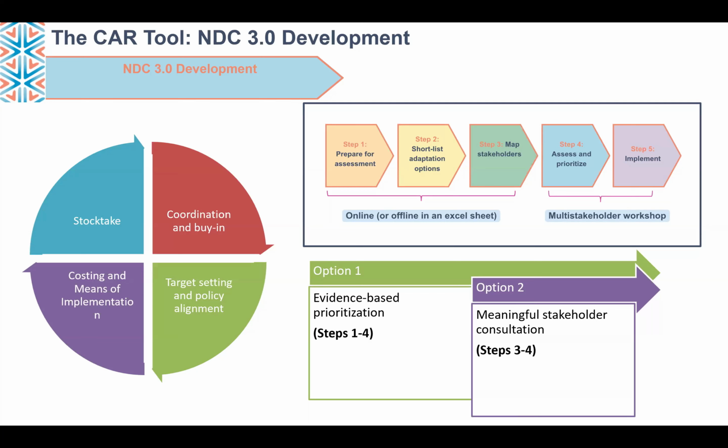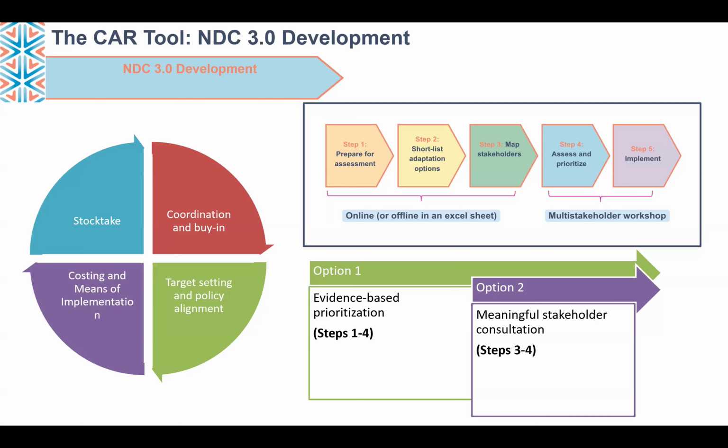Then you move on to a little bit of coordination and building buy-in to gather, okay, what do we want to do for the next new cycle of NDCs? And then the third is basically target setting and developing the policy alignment. And lastly, it's about looking at costing and how you want to implement these climate actions. And this is a simplified version of how the NDC 2.0s are developed.